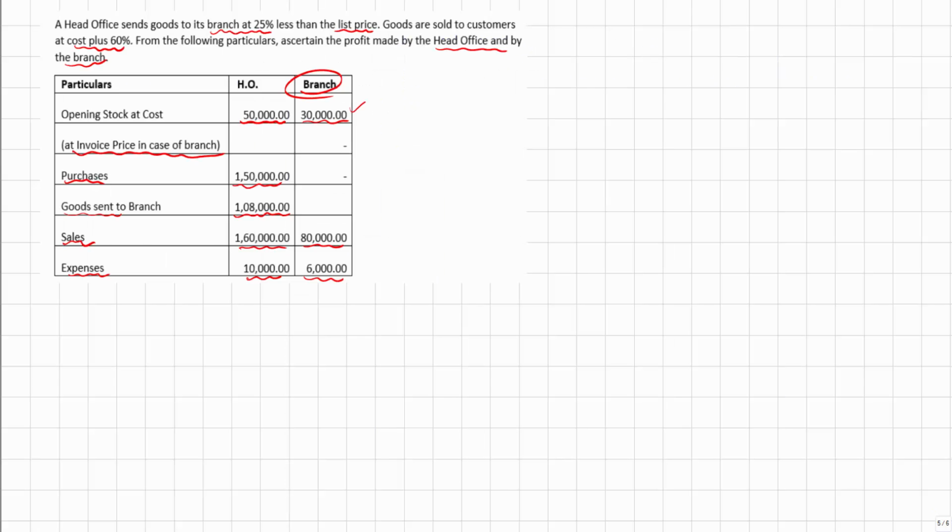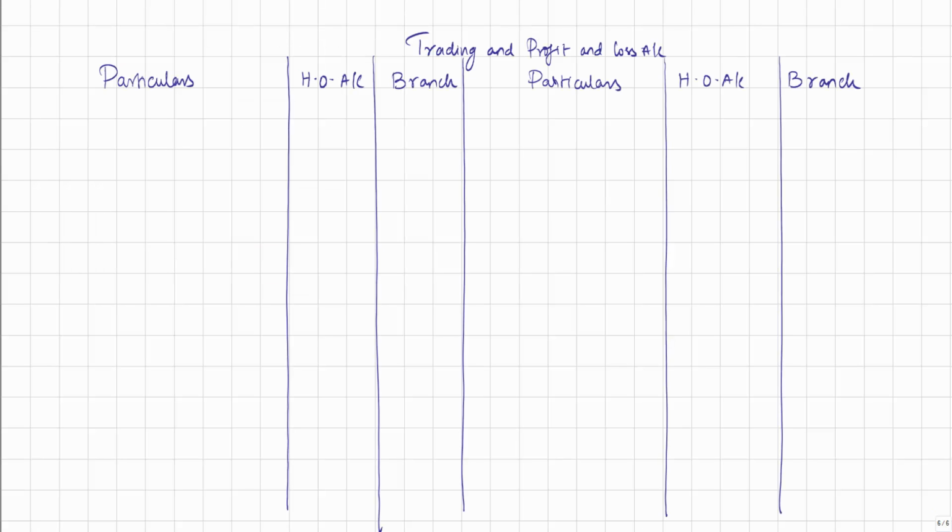Let's see one by one. We have opening stock at cost. In HO it is 50,000, in case of branch it is 30,000, and it is at invoice price. So let's capture that in trading account first. To opening stock. In case of HO it is 50,000. In case of branch it is 30,000.